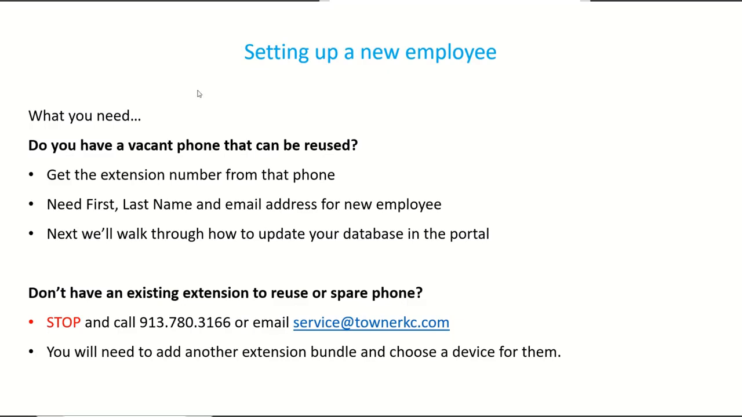Once you're in the portal, there's a couple of pieces of information that you'll need to have. You'll need to know, do you have a vacant phone that can be reused? We currently have a phone sitting here labeled Austin, and Austin no longer works here. So I'm going to reuse that extension. You'll need to get the extension number from that phone. You'll need the first and last name and an email address for your new employee. And then I'll walk you through how to update your database.